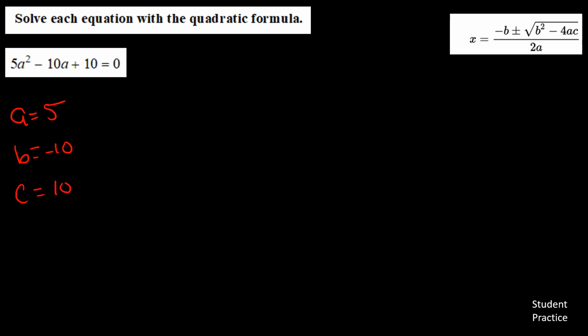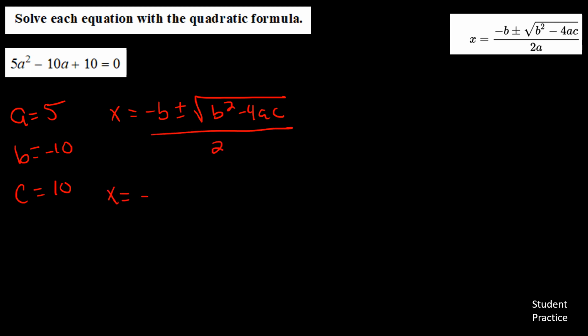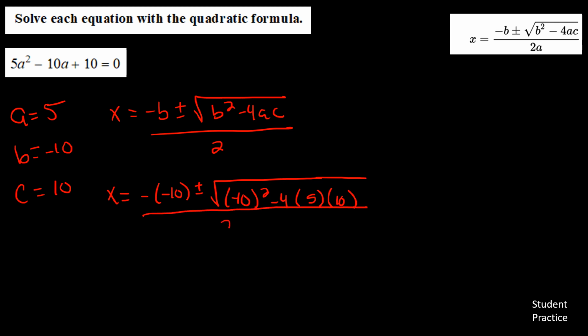Okay, so when you set this up, okay, you're going to get X equals negative B plus or minus the square root of B squared minus 4AC all over 2A. And then you'll have X equals negative 10, be very careful, plus or minus the square root of negative 10 squared minus 4 times A is 5 times C is 10. Oh, look what's going to happen here. We divide all of this by 2.